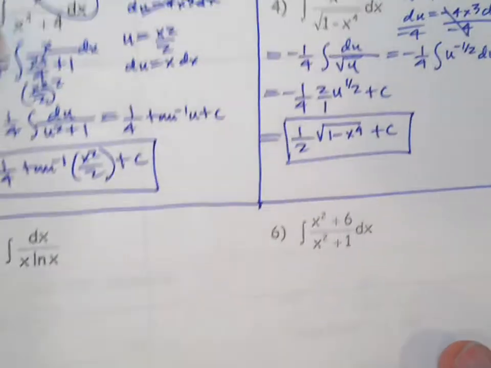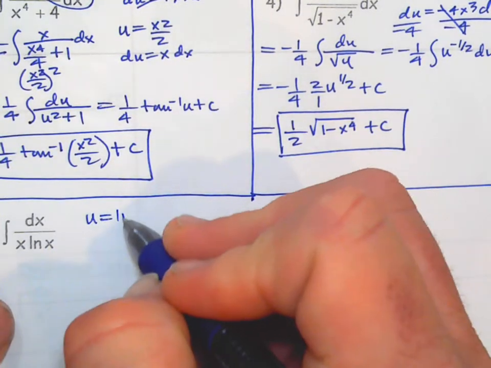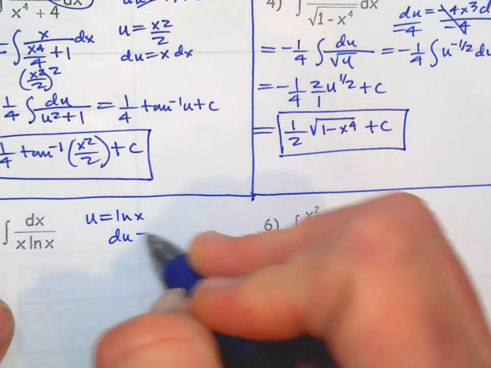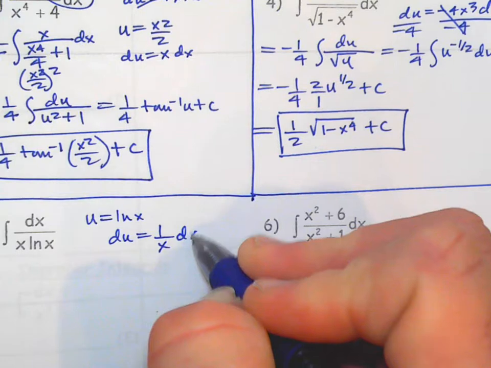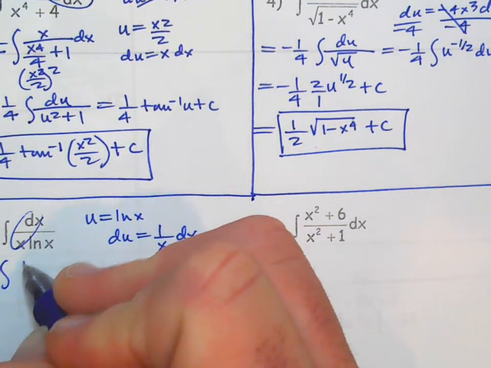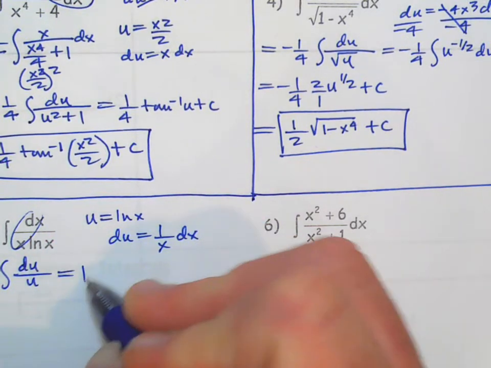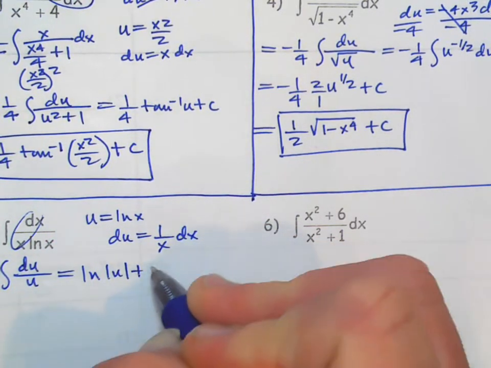Okay, number 5. u equals natural log x. I think it's going to work. du equals 1 over x dx. That's good. So it's going to be du over u. So it's going to be natural log of the absolute value of u plus c.